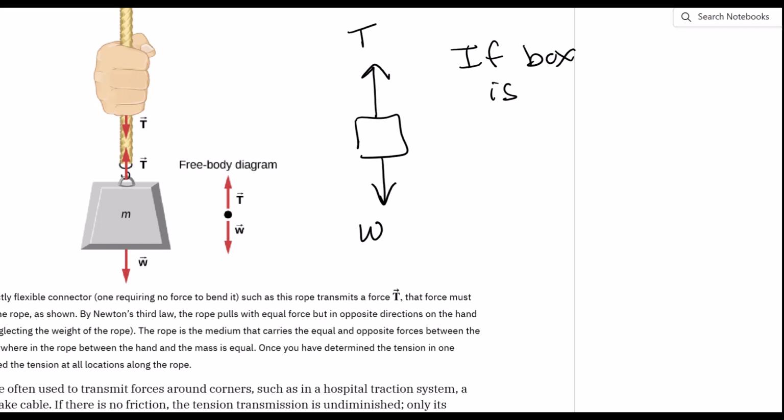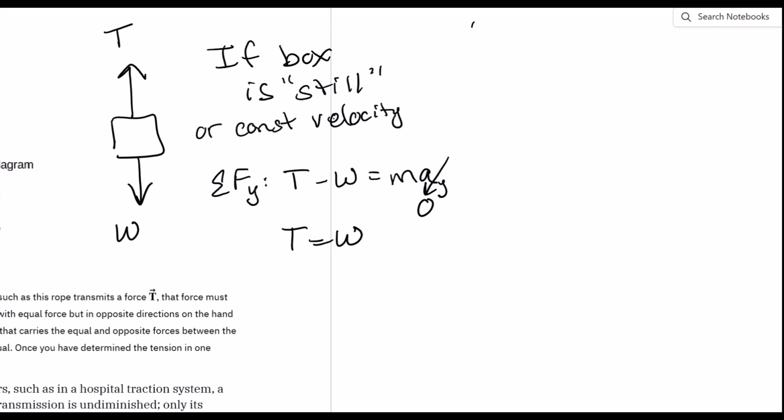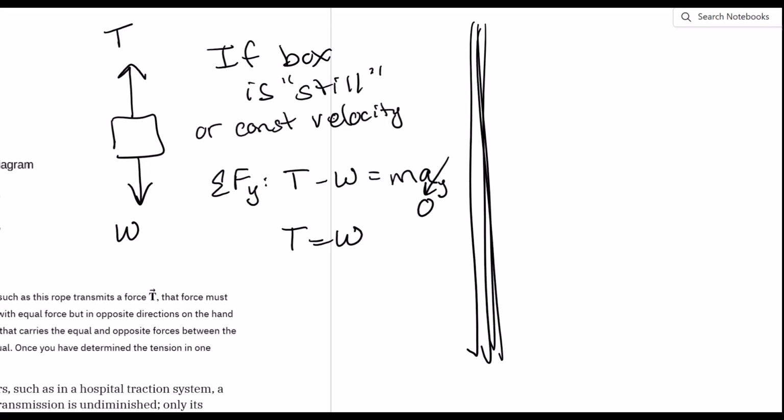is still, or at constant velocity, so acceleration is 0, then the sum of the forces in the y, the tension going up minus the weight going down, equals mass times acceleration in the y direction, but we know the acceleration is 0, so yes, the tension equals the weight. However, and this is where I get so angry at equations, because that's why.